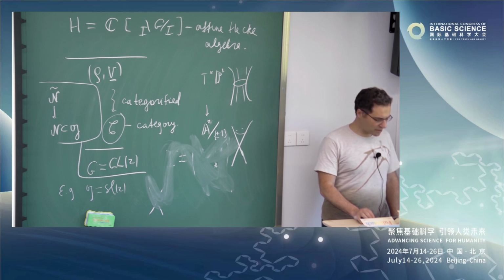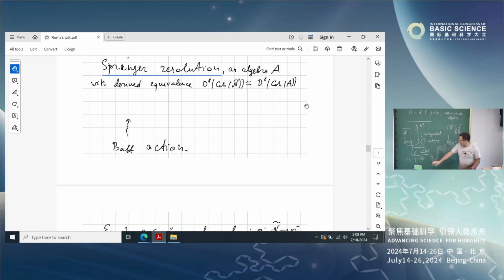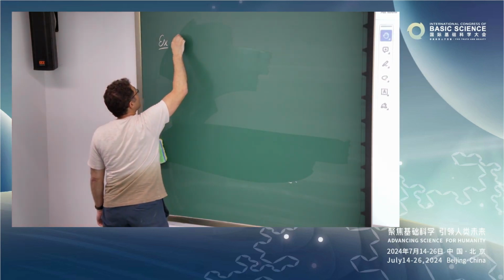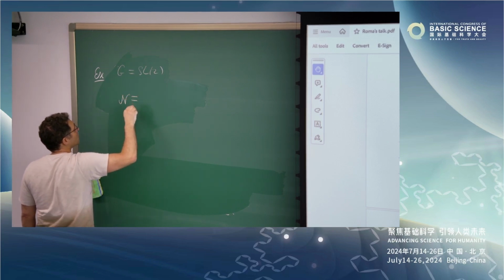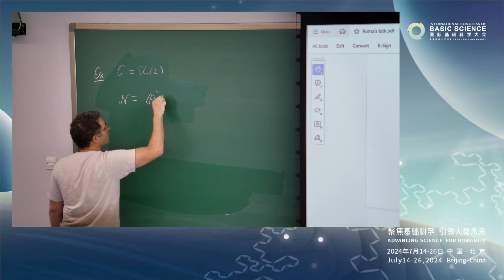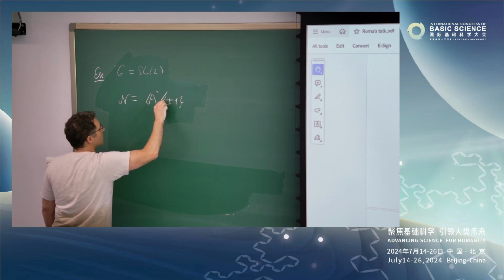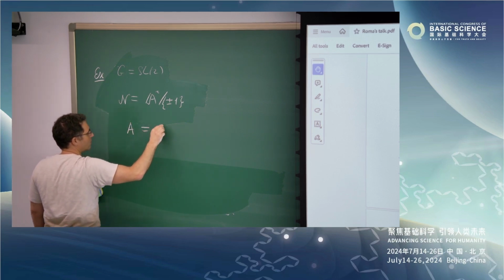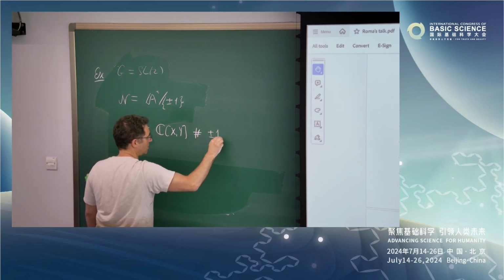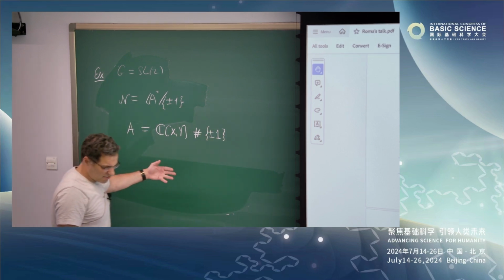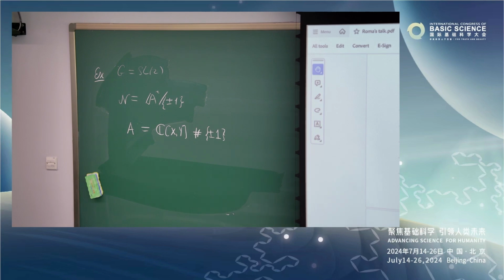Maybe I'll start with example 0, which is not on the slides. If G is SL2, as we said, and so N is A2 modulo plus minus 1, then you can take for A just the functions on A2, smash product with plus minus 1. A is really defined up to Morita equivalence, so this is a possible representative.